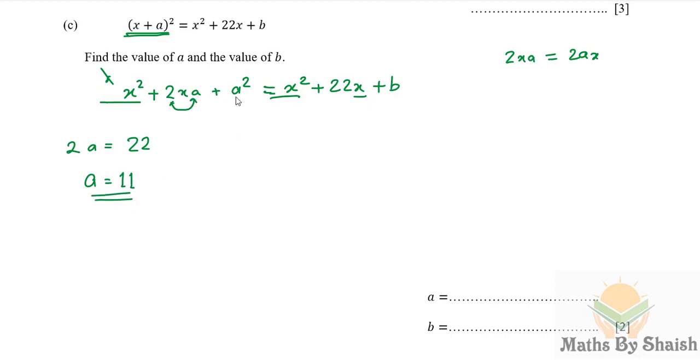Now if we compare the constant terms, a square is going to be b, means b is a square, and a value we have 11. So b becomes 11 square, that is 121. So a is 11, b is 121. So I hope it is clear. Let's discuss the next part.